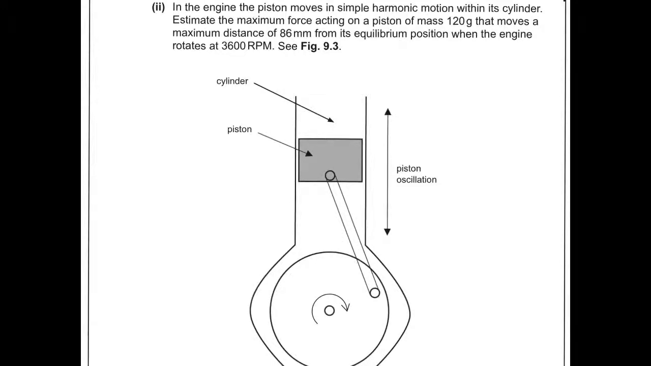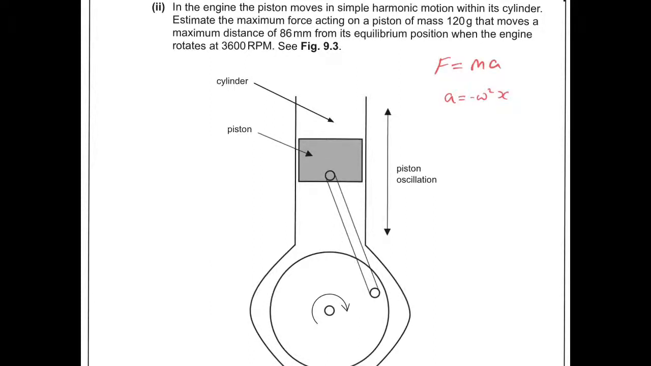So part 2 then. In the engine, the piston moves in simple harmonic motion within its cylinder. Estimate the maximum force acting on the piston of mass 120 grams that moves a maximum distance 86 millimeters from its equilibrium position when the engine rotates at 3600 RPM. So this is standard simple harmonic motion stuff. We've got the idea that we can get the acceleration from the simple harmonic motion equations, and then we can apply Newton's law that F equals ma to give us a force.